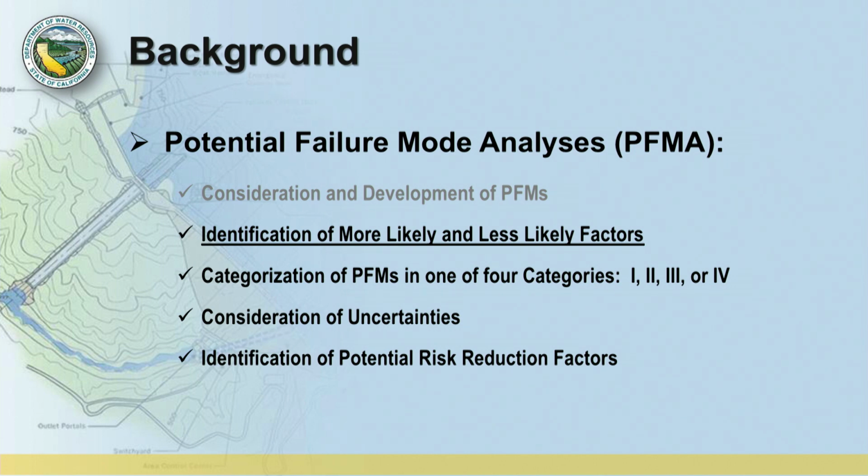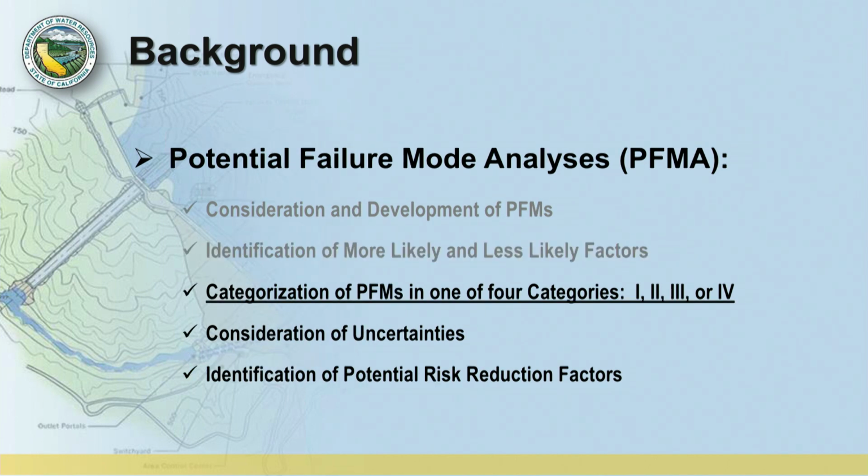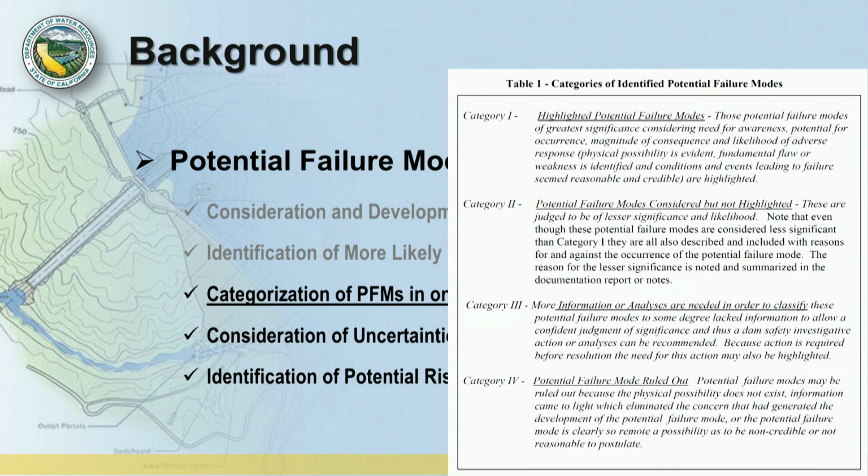We have categorization of the PFMs into one of four categories, categories 1, 2, 3, or 4. And this is the standard PFM process outlined by FERC. The 4 categories are as follows. Category 1 is a highlighted potential failure mode. And these are potential failure modes that are of greatest significance considering the need for awareness, potential for occurrence, magnitude of consequence, and likelihood of adverse response.